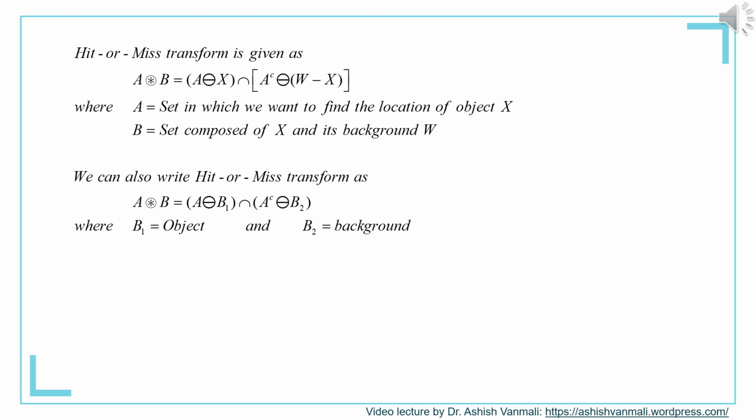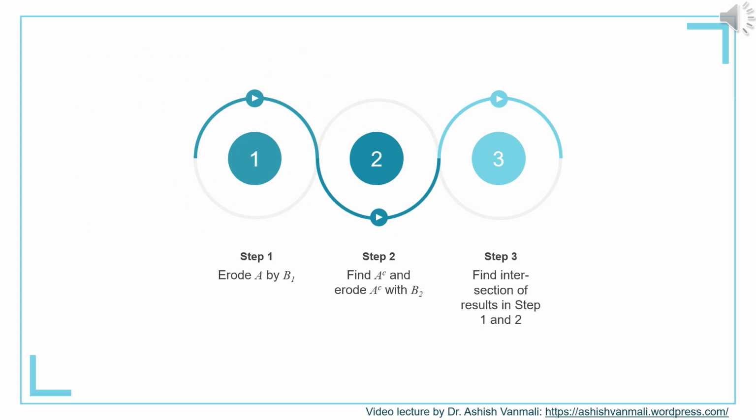We can also write the hit and miss transform as A hit and miss transform with B is equal to A erode B1 intersection with A complement erode B2, where B1 is the object and B2 is the background. For this problem, we will use the second definition. Hence, we will have three steps to solve this problem. The step 1 will be to erode A with B1. Step 2 will be to find A complement and then erode A complement with B2. And step 3 will be to find the intersection of the results obtained in step 1 and step 2.